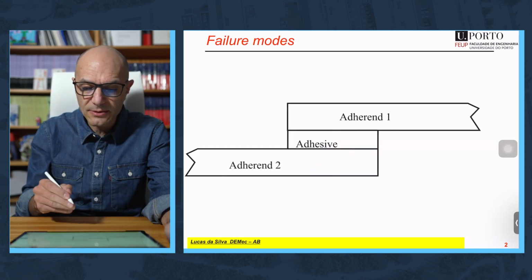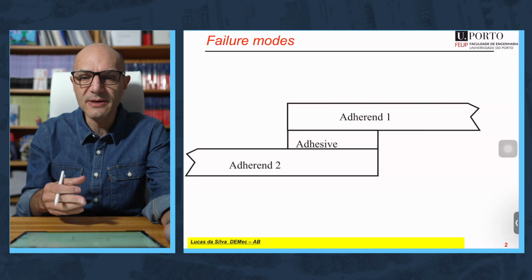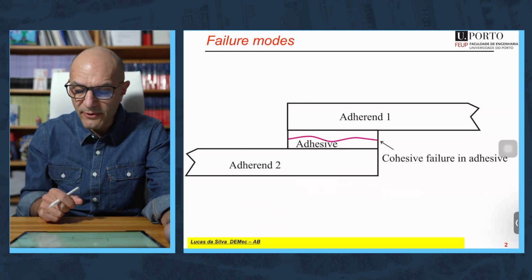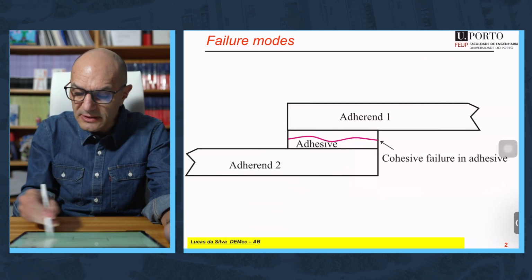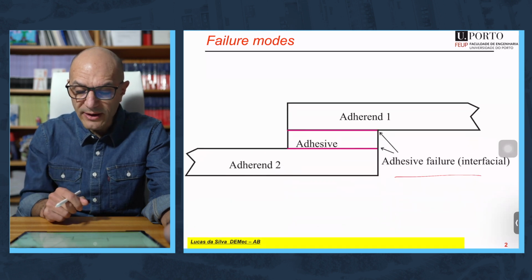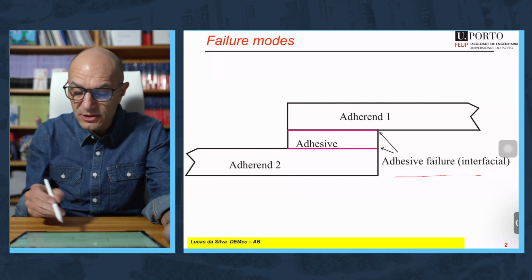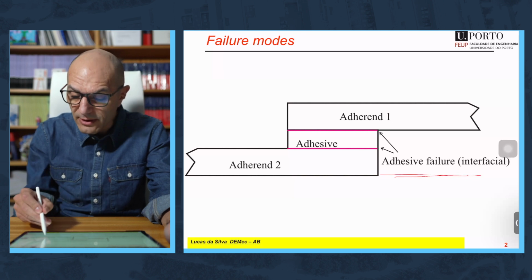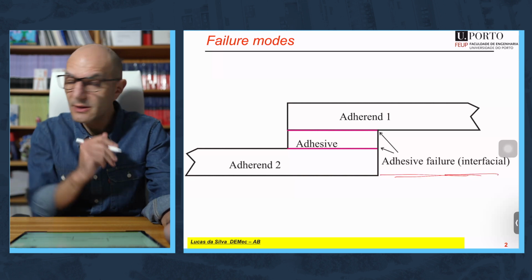And the joint can fail basically in three ways. It can fail in the adhesive, we call cohesive failure in the adhesive. We can live with that. It can fail due to a lack of adhesion, we call adhesive failure or interfacial failure. We cannot live with that.